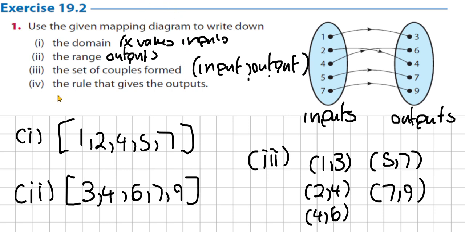What's the rule that gives the outputs? What are we doing to all the inputs to turn them into an output? Anybody have any ideas? Add 2 to the input. That's it, isn't it? That's it. Add 2 to the input. That's how you've got to do it.